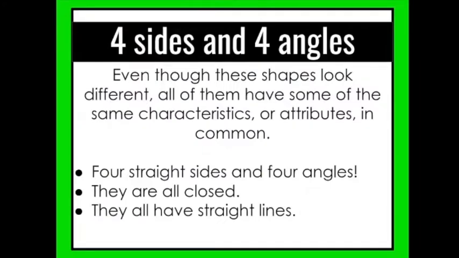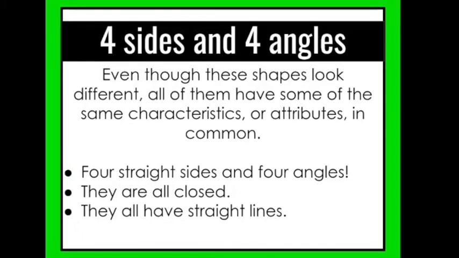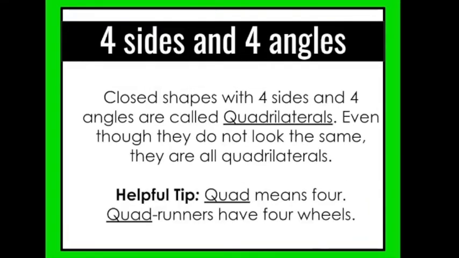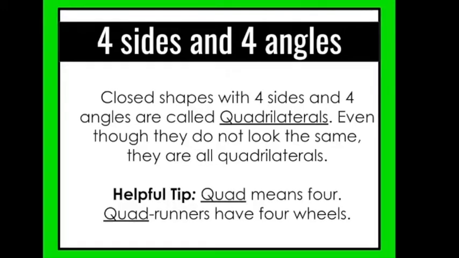Even though these shapes look different, all of them have some of the same characteristics or attributes in common. They all have 4 straight sides and 4 angles. They are all closed. They all have straight lines. Closed shapes with 4 sides and 4 angles are called quadrilaterals. Even though they don't look the same, they are all quadrilaterals. Here's another helpful tip. Quad means 4. Quad runners or 4-wheelers have 4 wheels.